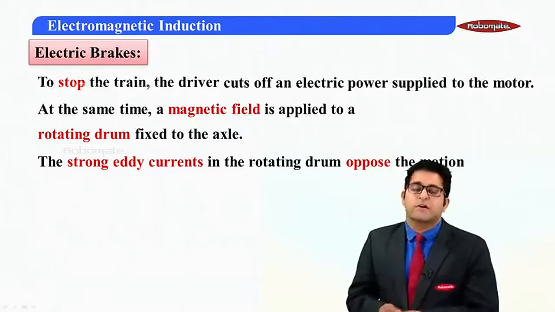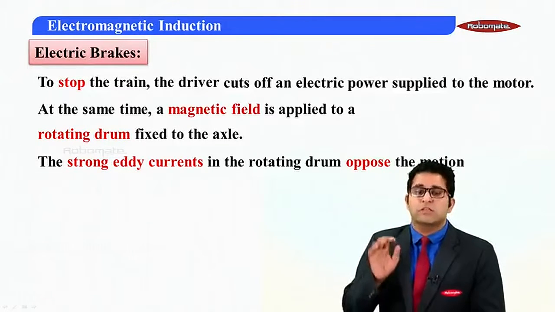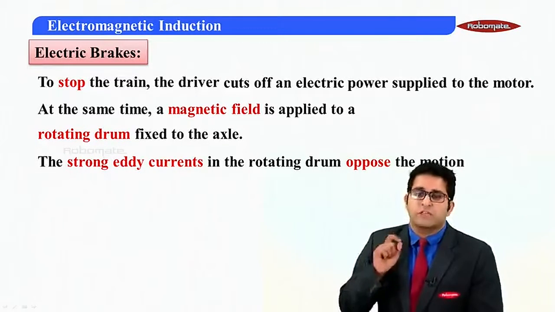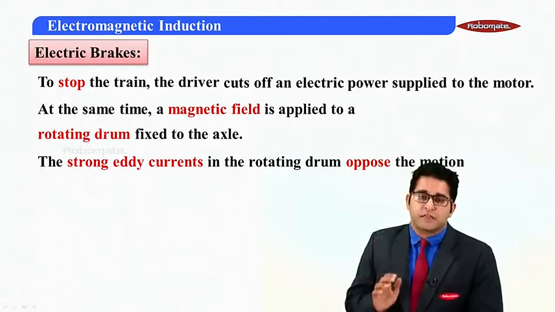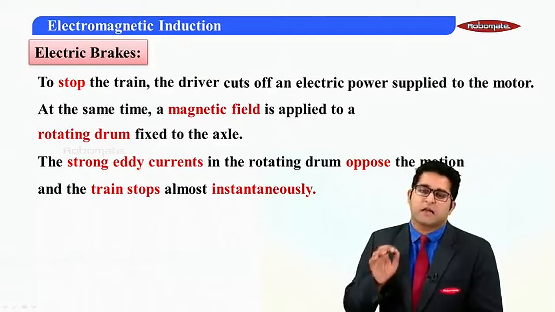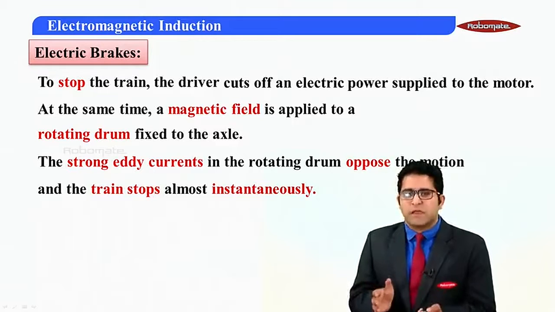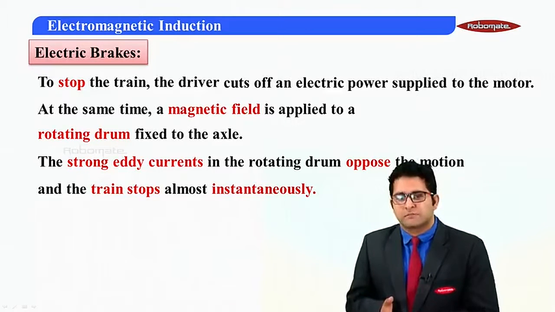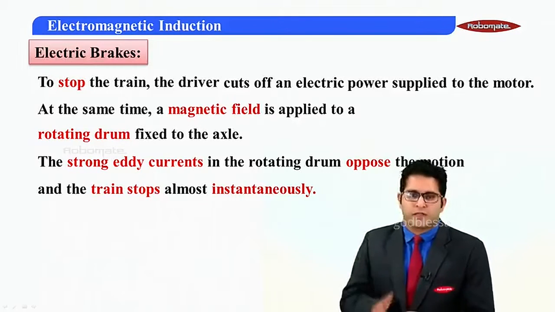So the eddy currents which are produced in this particular situation will oppose the rotation of the drum, and as eddy currents oppose the rotation of the drum, the train will come to rest, and it will come to rest almost instantaneously, right? So thus, by using eddy currents, we have prepared electric brakes so as to stop the train, right?